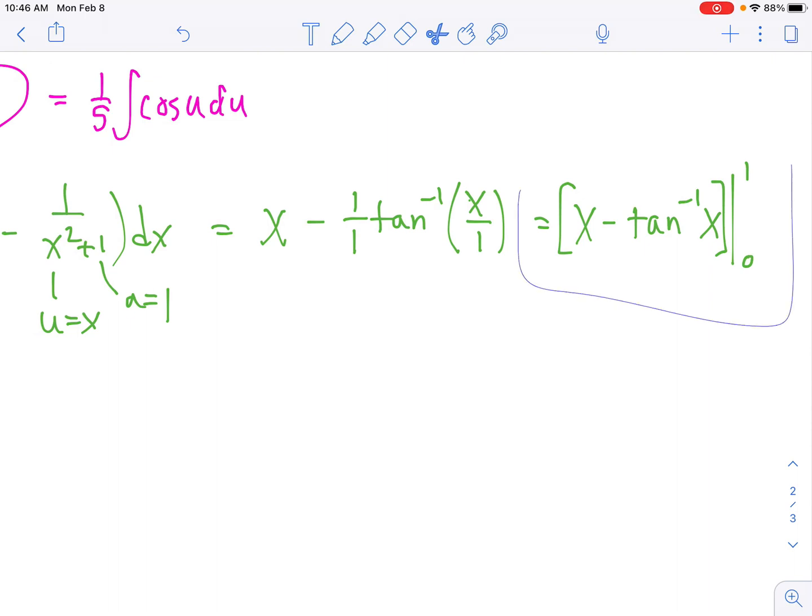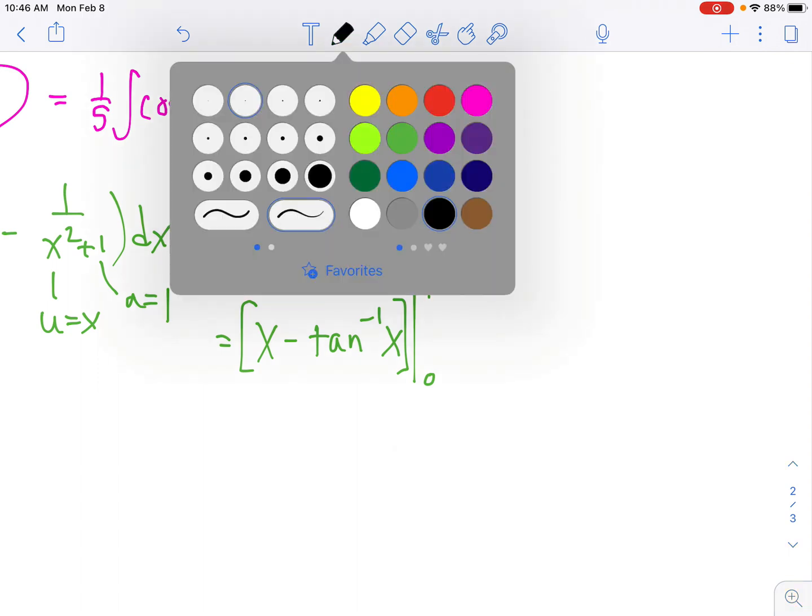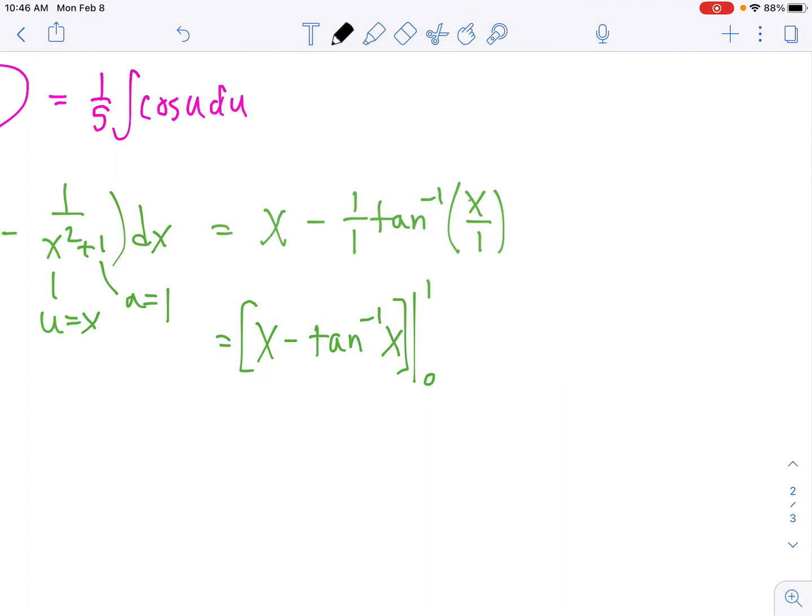Let me take this and scooch this down here so I have some room to draw a graph. Okay, so pause the video for a second and try to draw the tangent, not the inverse tangent, but the tangent of x.